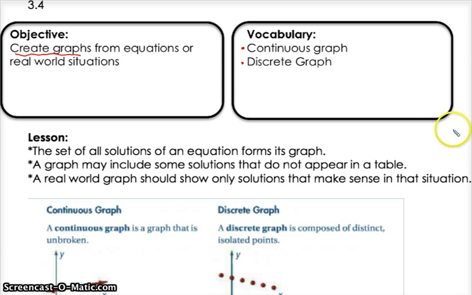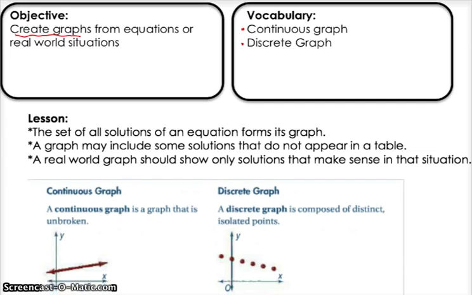The set of all solutions of an equation forms its graph. Sometimes the graph may include some solutions that don't appear in a table. That's because when we connect those points, it includes all solutions within the points, far too many than we can list in a table. Sometimes a real-world graph should show only solutions that make sense in that situation, and that's what's called a discrete graph.